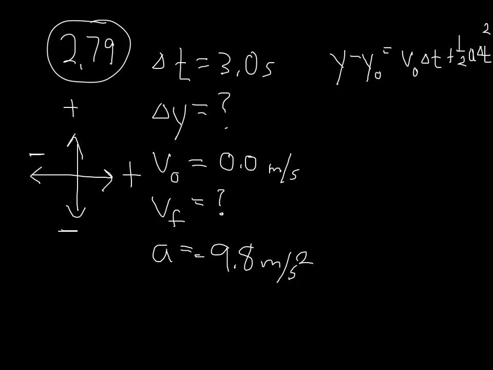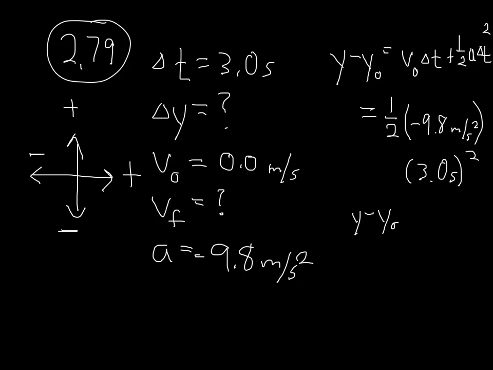So change in Y, V naught delta T. What's V naught times change in time? What's V naught? 0, so that's going to be 0, plus 1/2 times negative 9.8 meters per second squared times 3.0 seconds squared. And I will get my y minus y0. When you plug all of this into a wonderful calculator, I'll get negative 44 meters.